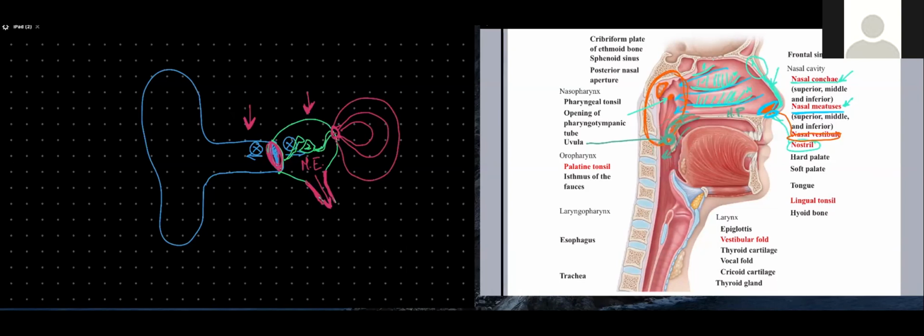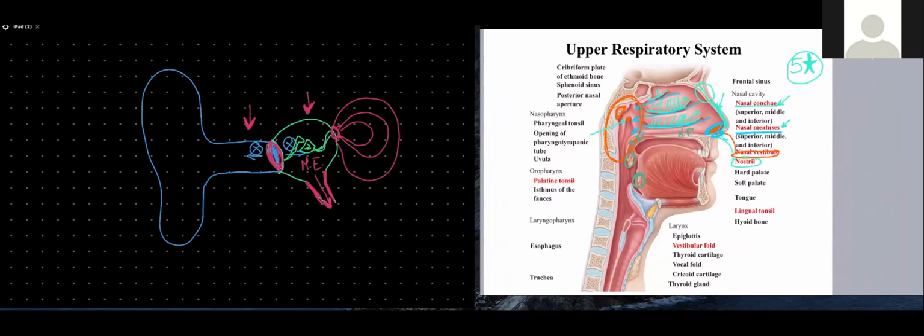This is where I can see 2 tonsils on here. I can see the palatine tonsil and the tonsil related to the tongue. This is going to be my lingual tonsil.